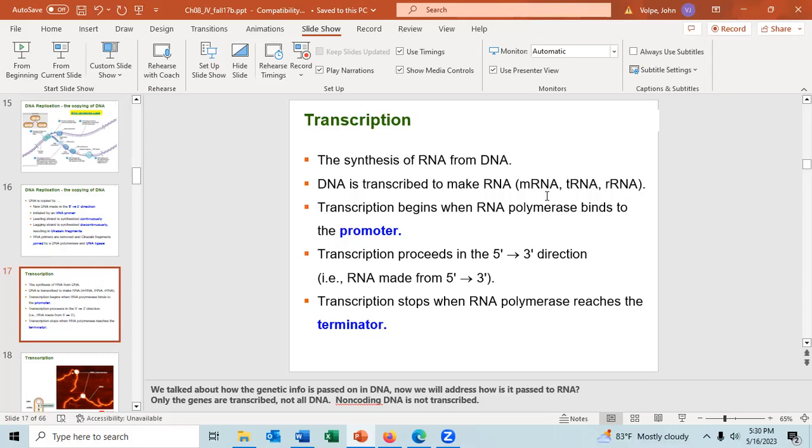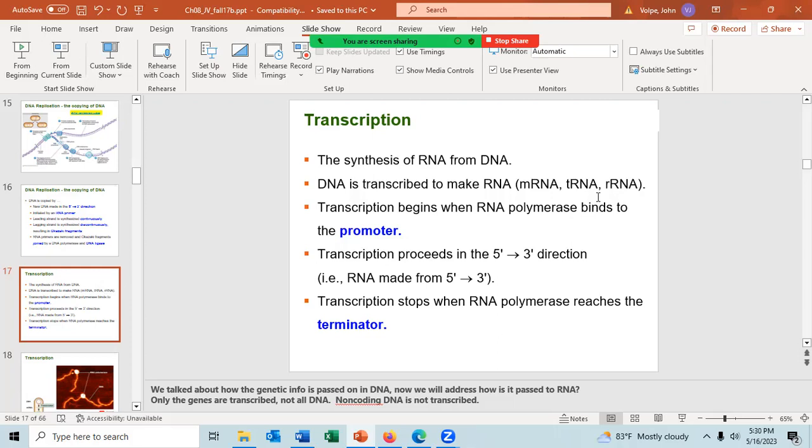Okay, because all it does is it reads the DNA, the sequence of the nucleotides, and then it adds RNA nucleotides, and it will make rRNA, tRNA, or messenger RNA, depending on the sequence of the nucleotides in the gene.